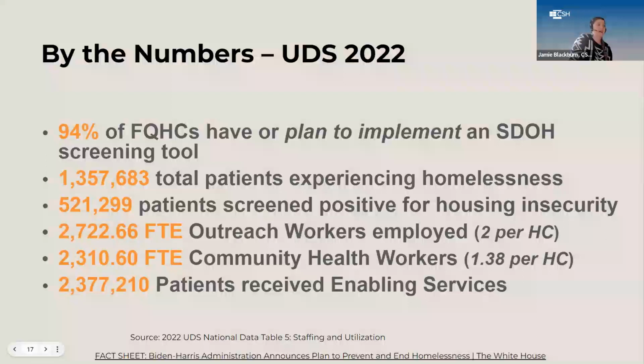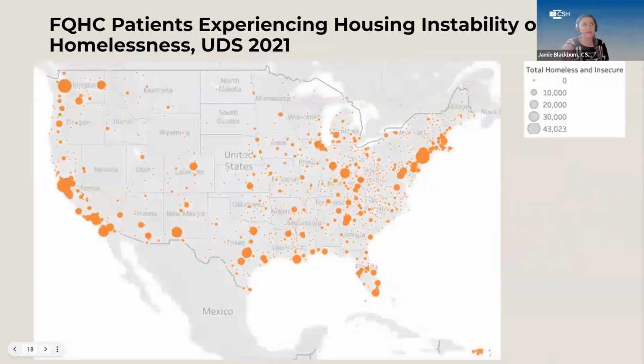On our next slide, you can see this map that we've created. Now, this uses 2021 UDS data rather than 2022, but the numbers have not shifted that much, so you still get an idea. This shows where federally qualified health center patients that are either experiencing housing instability or homelessness, according to UDS data, are spread across the country.